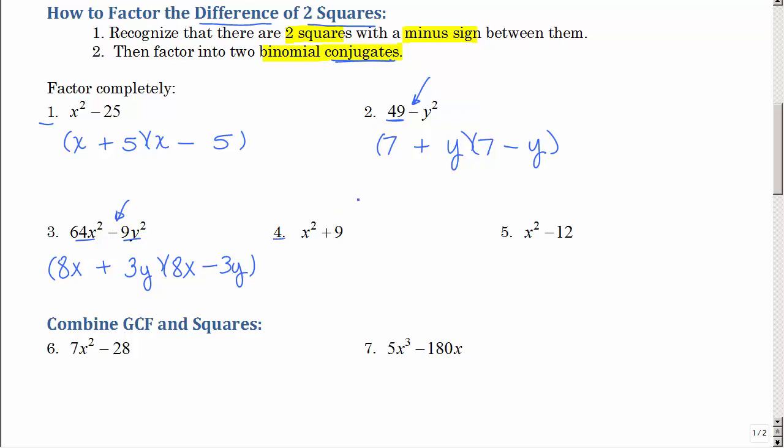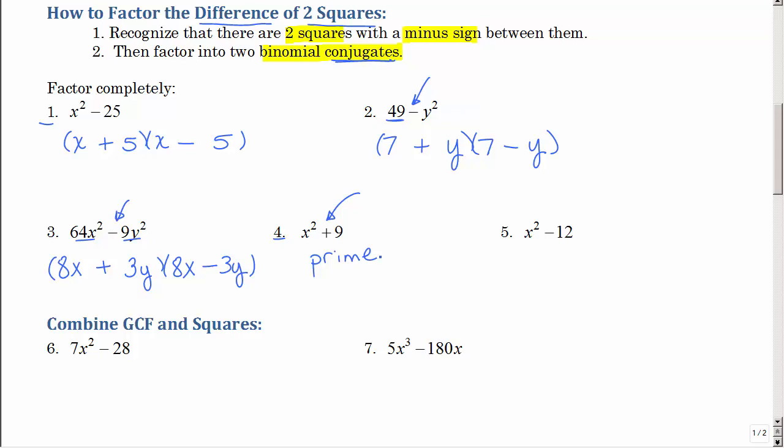Number four. Is that the difference of two squares? No. Is there a GCF? No. So we would call this prime, meaning it's reduced down as far as possible. That is called prime. It cannot be factored.